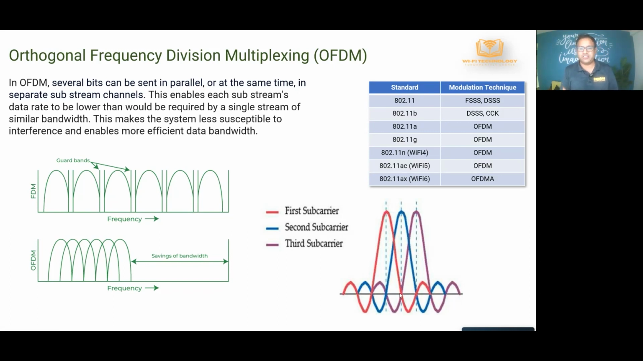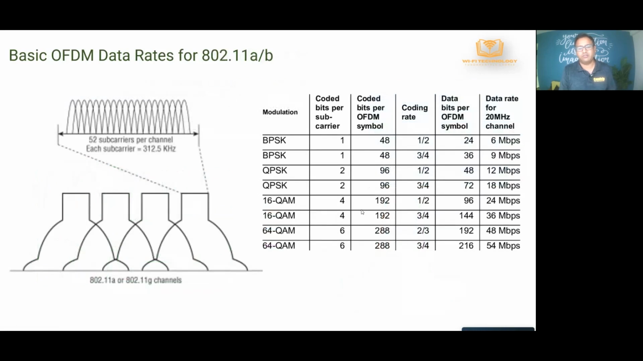So that is the reason why it's called orthogonal frequency division multiplexing. We are dividing frequency, we are multiplexing information, and we are doing it in an orthogonal way. This is the most common technique that is used for most of the newer technologies and protocols being used. Now, let's look at how OFDM works in the 11b, 11g, and 11a standards.